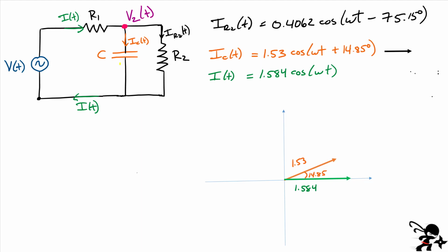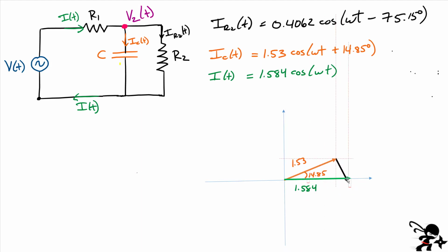Now you see what we're left with here is this current IR2, right? And IR2 simply goes like this. Again, you could plot it down over here. It doesn't matter where you plot it. I'm just going to put it at the end of IC. But again, the phase angle is minus 75, so it has to be somewhere down here.